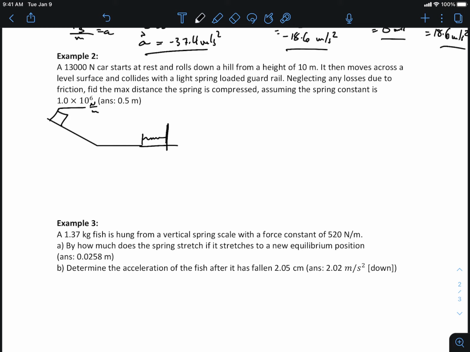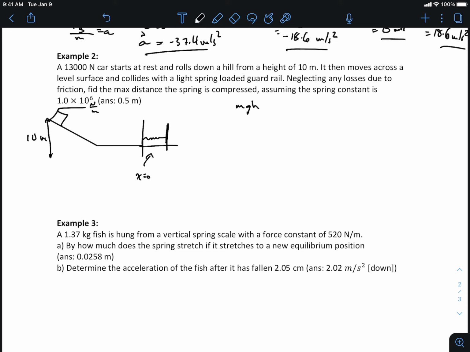So we've got our car. The car is 10 meters above the ground. It has a height. It also has a weight, not a mass. It has a weight of 13,000 newtons. So what we could do is look at the scenario. Initially it's all potential energy, so we're going to go mgh. The spring is sitting at 0 displacement, x equals 0, so it doesn't have any energy initially.